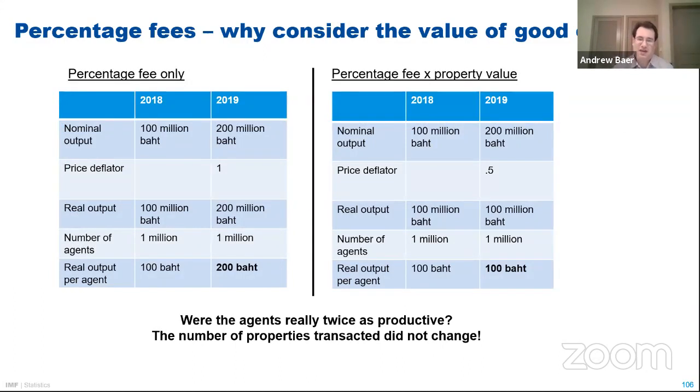I would argue that the agents were not really twice as productive. So therefore, we should be including the value of the good or asset in our PPI deflator. And that just shows the concept of why we choose to include it.